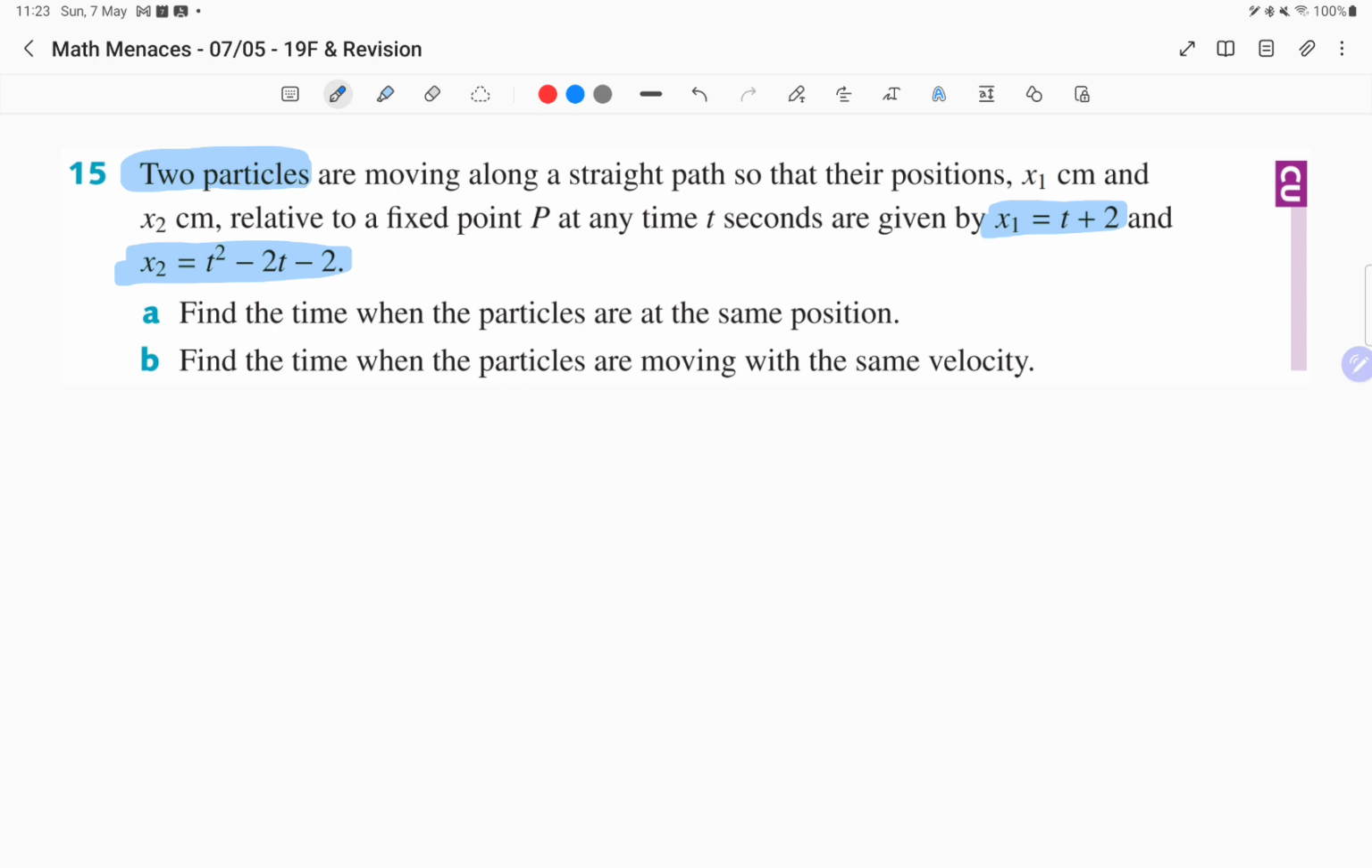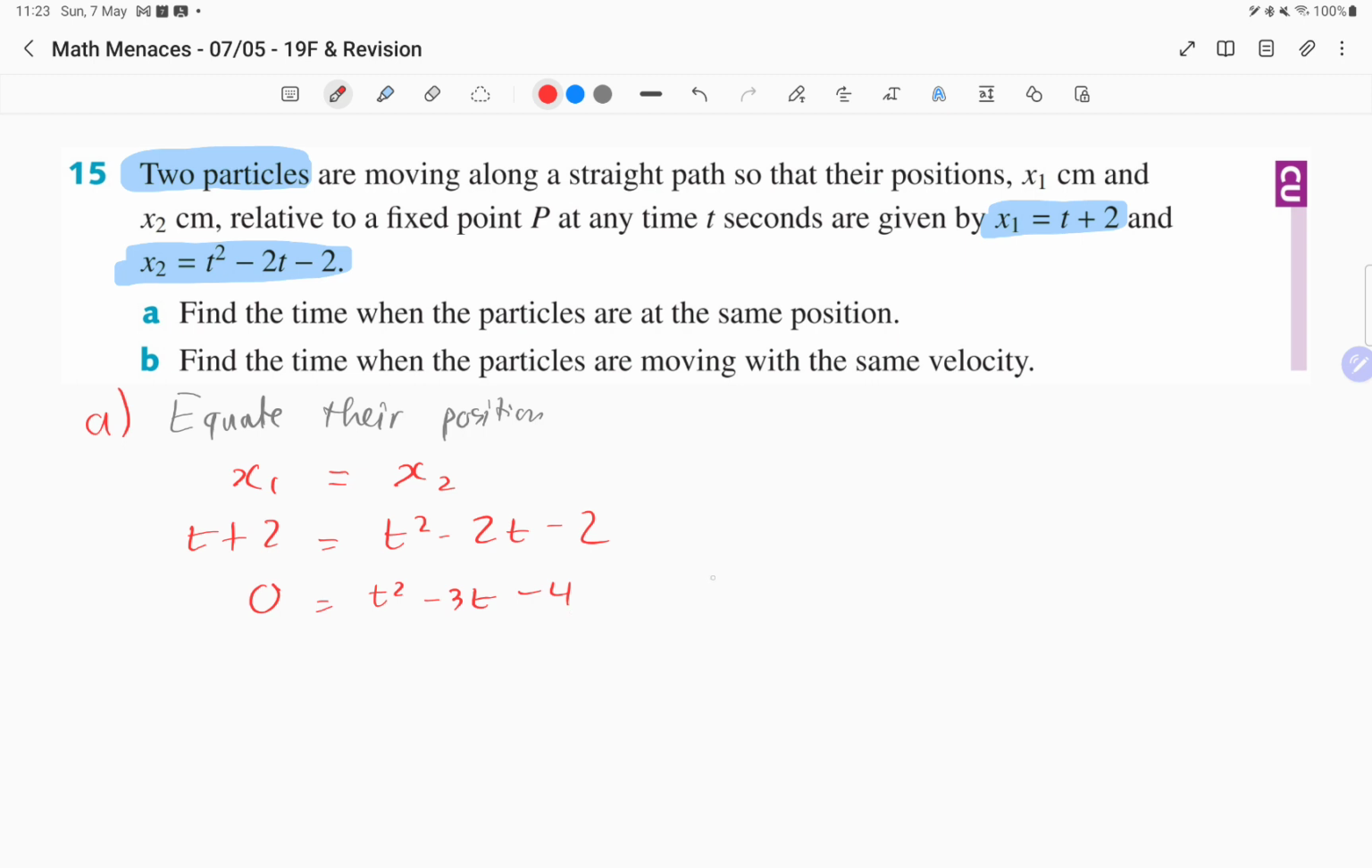How do we do this? Make them equal each other. Yes, that is correct. The positions are the same, so equate their position. Essentially the position x1 must be equal to position x2, and then you sub the values in. So t plus 2 equals t squared minus 2t minus 2. Put everything onto one side: t squared minus 3t minus 4.